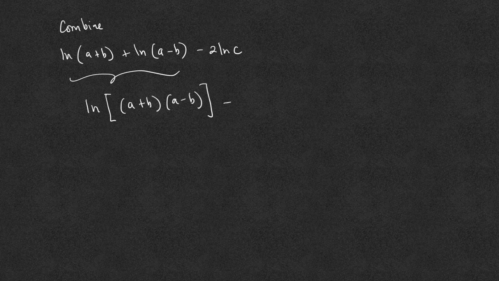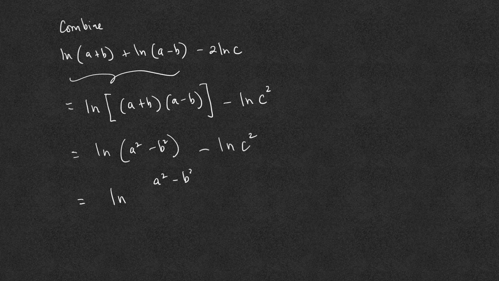And for the last term, we will bring the 2 in front of ln to the exponent of the argument of that ln. Now, we will simplify the expression inside the bracket to get a squared minus b squared. And we rewrite minus ln of c squared. But the difference of logs is the log of the quotient. This is a squared minus b squared over c squared.